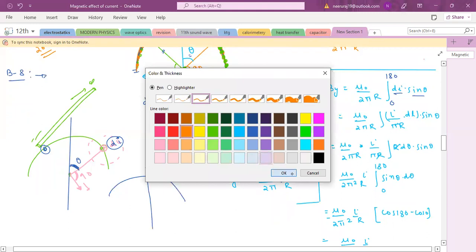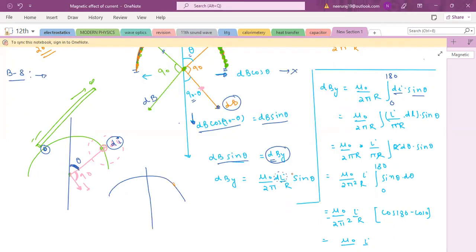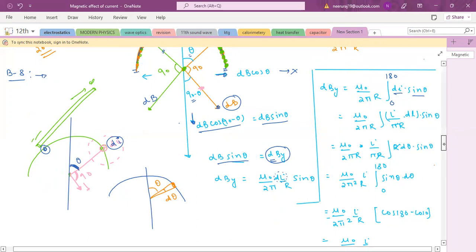बच्चों, this is your wire. ये वायर है. And you can join this wire like this. This angle is theta, and this angle you can write, बच्चों, d theta. Okay, and current जो है बच्चों in this wire, what current you can write?